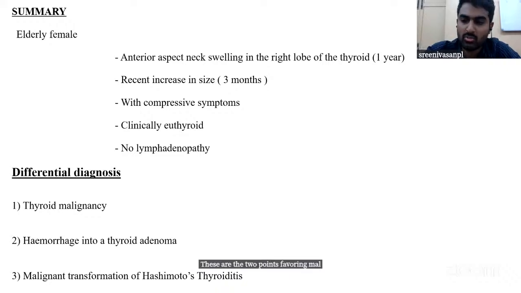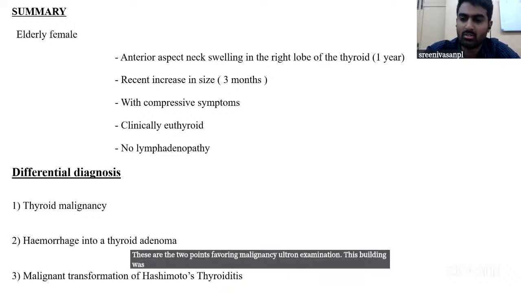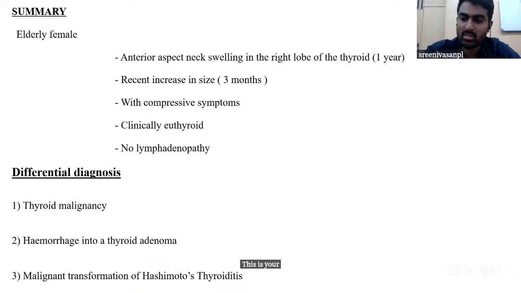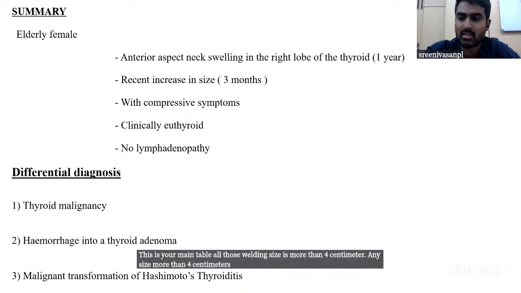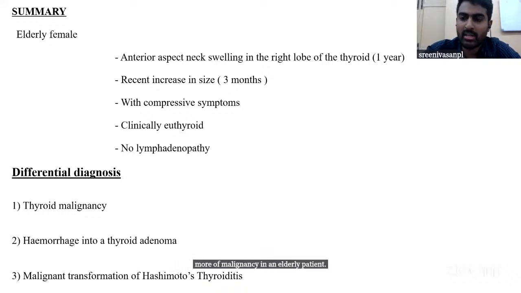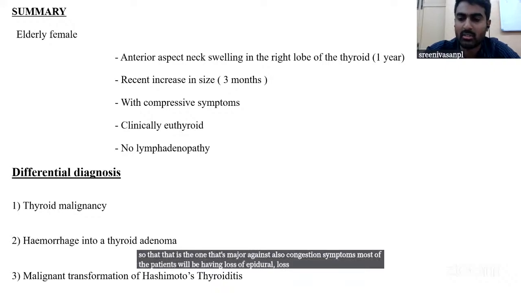Also, on examination, the swelling was hard in consistency. So these 3 are main favorable factors. Also, swelling size is more than 4 centimeter, and any size more than 4 centimeter is more suggestive of malignancy in an elderly patient. So against malignancy is mainly that no lymphadenopathy was seen in the patient. So that is the major point against malignancy. Also, in constitutional symptoms, mostly patient will be having loss of appetite and loss of weight. That was not present in this patient.